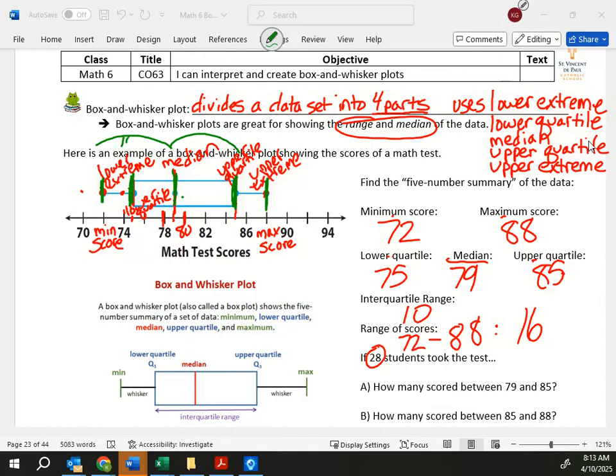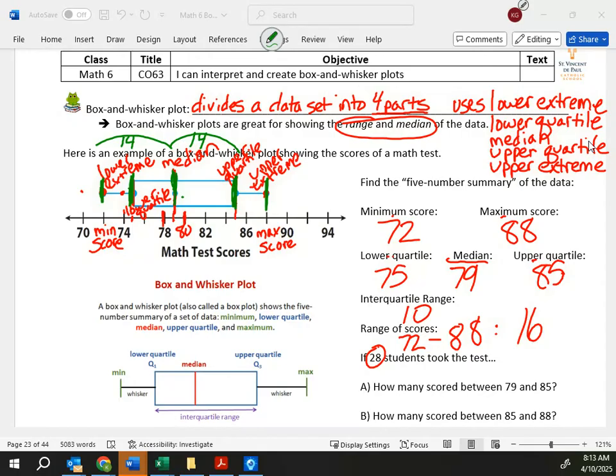Yeah. So there are 14 scores from the median to that lower extreme. There are 14 scores from the median to the upper extreme. See how we did that? That median is the middle. If you know how many scores there are, you divide it by 2.